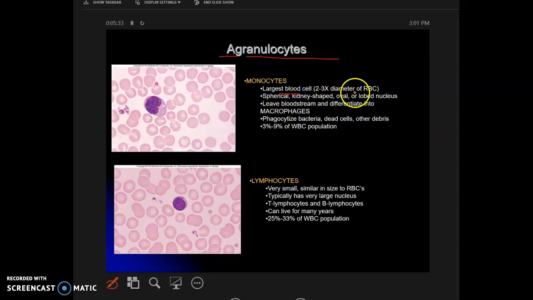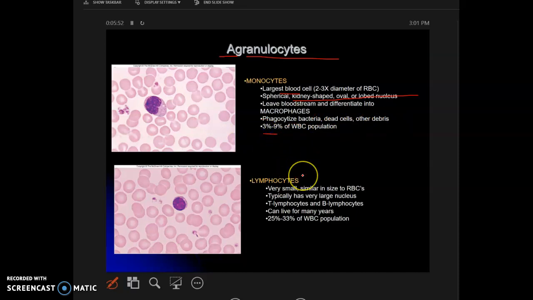All right. Monocytes are the largest blood cells. They are 2 or 3 times the diameter of an RBC. They have an oval or kidney shaped nucleus. That's how you recognize them. All right. What do they do? They phagocytize bacteria, dead cells, and debris. They form 3 to 9%.